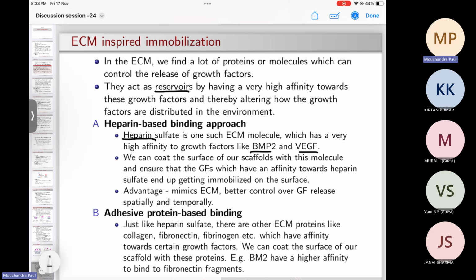So the advantages: we are mimicking the ECM architecture in this way, and we are also going to get better control, because the interaction between the growth factors and the heparin molecule we know, as we have seen in nature, in the tissue environment. So we can understand how the growth factors are released, and from this understanding, we can control the release both spatially and temporally.